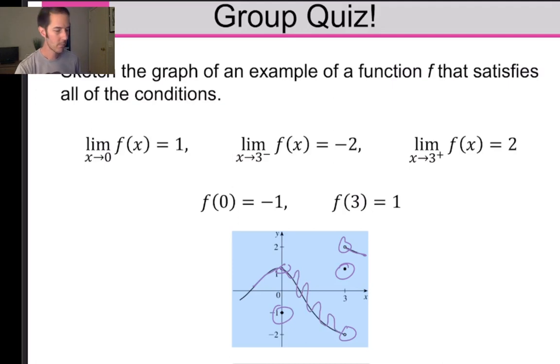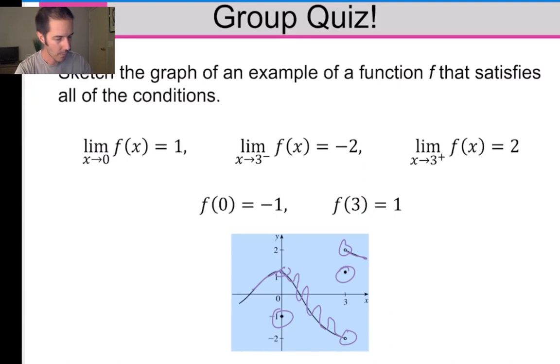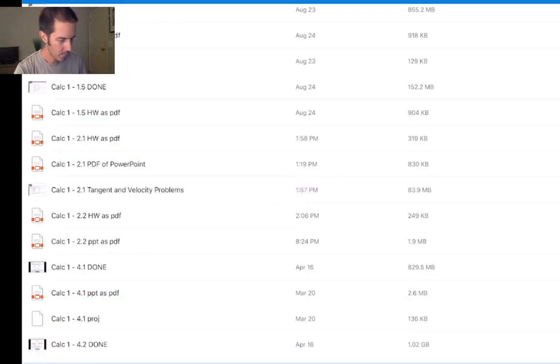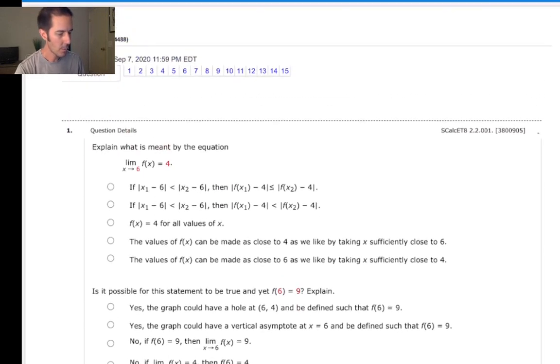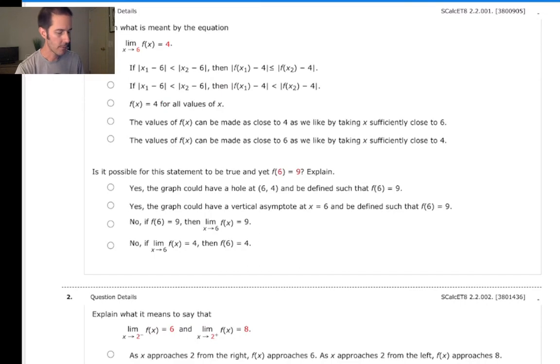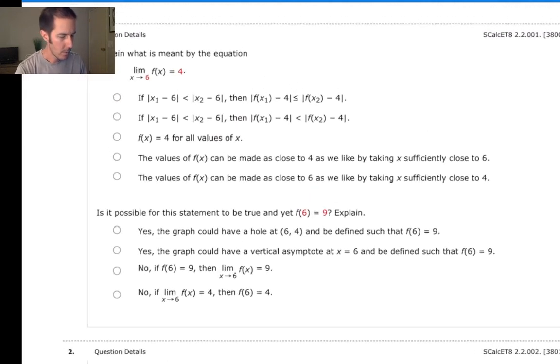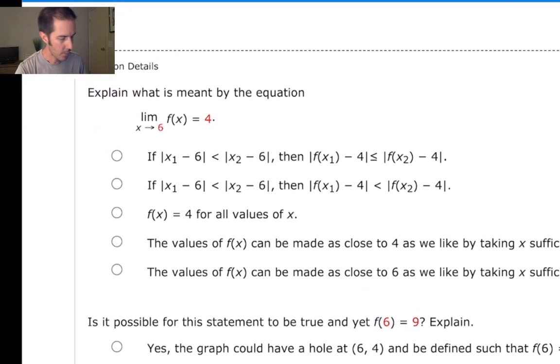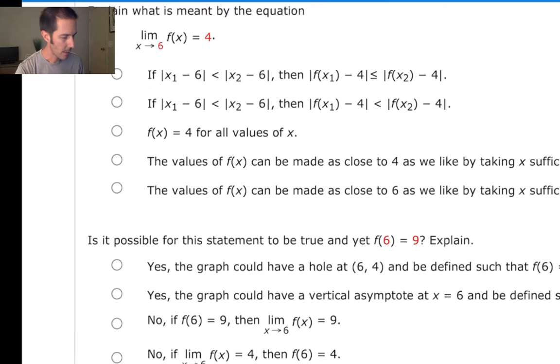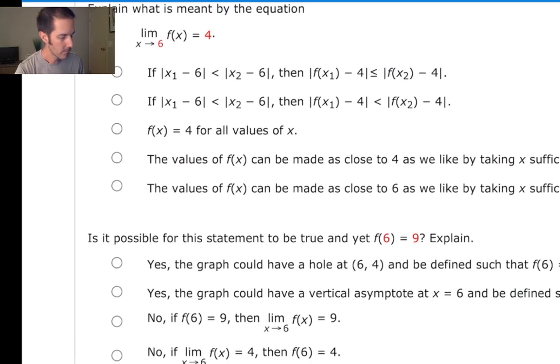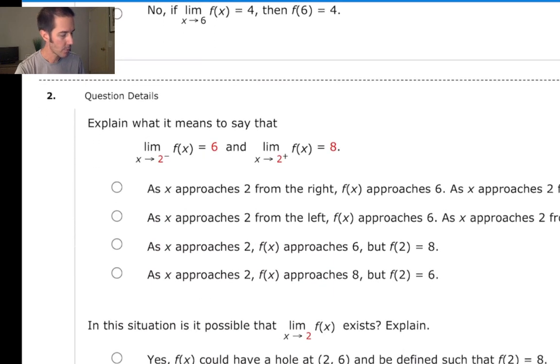That was fun. Let's jump over and look at the homework assignment. We'll see if I can do that somewhat gracefully. 2.2 Homework as a PDF. Just 15 questions. They each have 73 million parts. What is meant by this equation? I think you can explain that now. Is it possible for it to equal 9 even though the limit is equal to 4? You can answer that now. I'm sure of it.